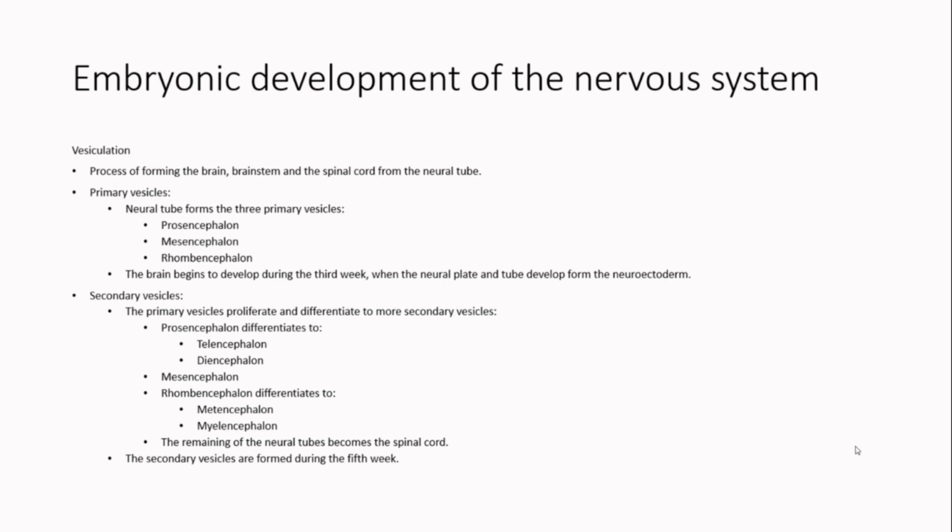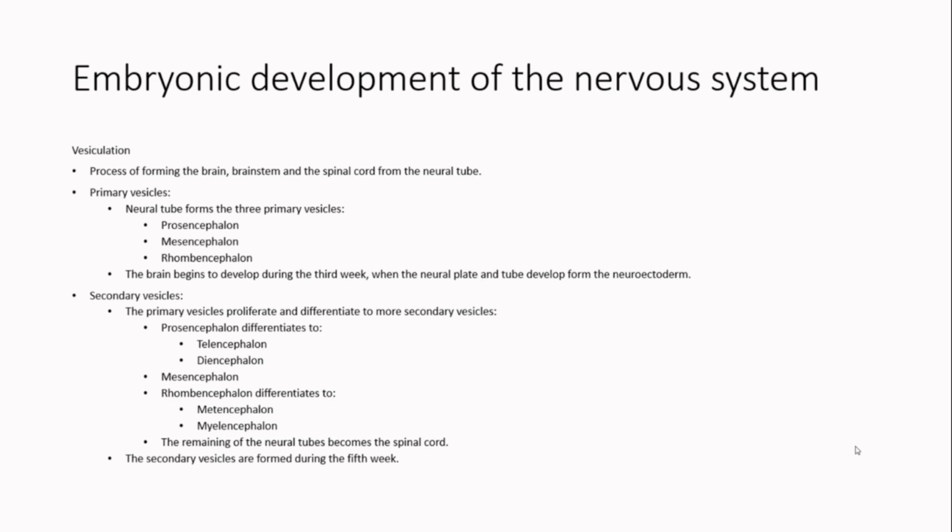Then we have something called the vesiculation. So now we have our neural tube, and surrounding it we have the neural crest cells. The neural tube, we said, is going to become the CNS. We have the cranial part of it, which will become the brain and the brainstem, and then we have the caudal part of it, which will become the spinal cord. So vesiculation is when the anterior part of this neural tube differentiates, and it will form the brain and brainstem. And here we have the primary vesicles.